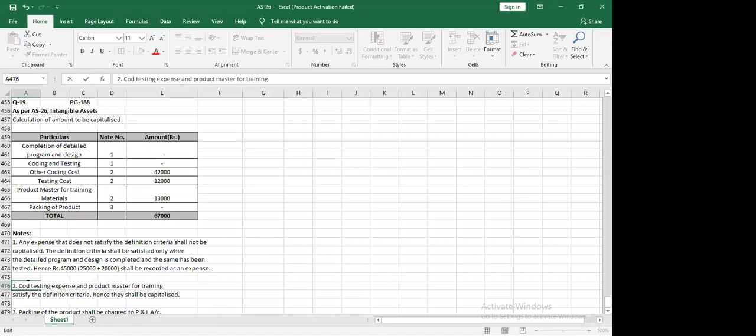There is a slight change in working note too. It has to be other coding cost. In working note 2, it is other coding cost and not coding and testing.